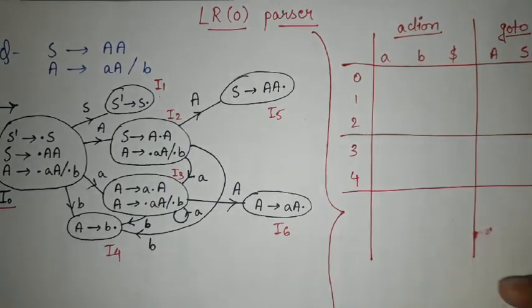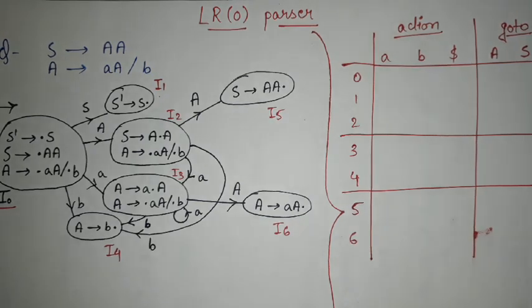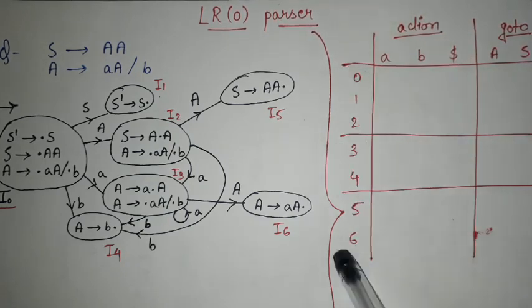I am just making the line for our clear understanding. 5, 6. So I have written 0 to 6. Fine. So remember this structure. We will be having action part, go to part, and here I am writing all the state numbers, the numbers that I have got.